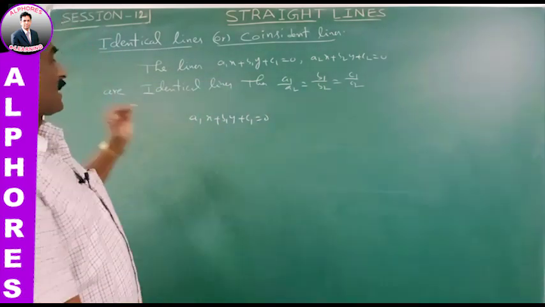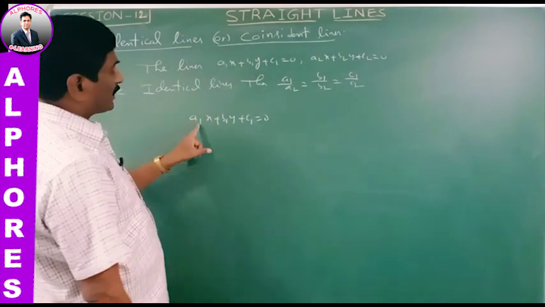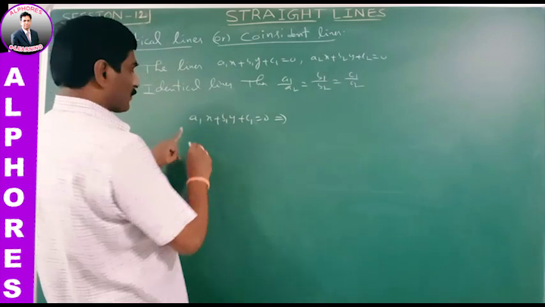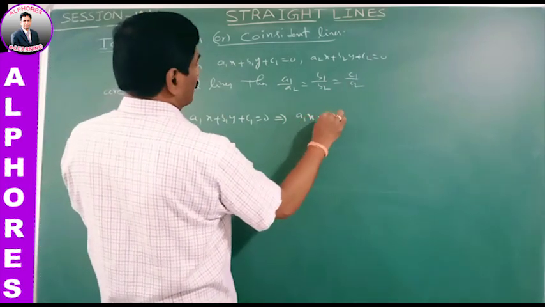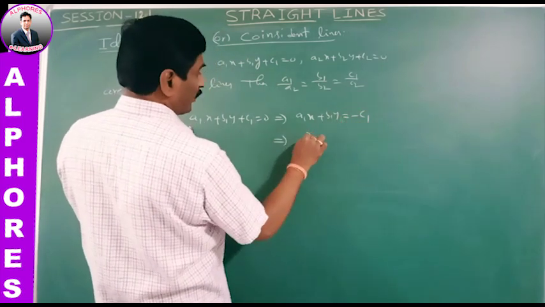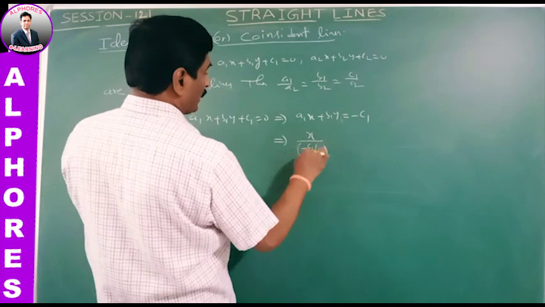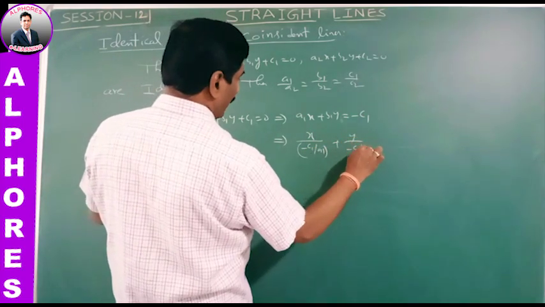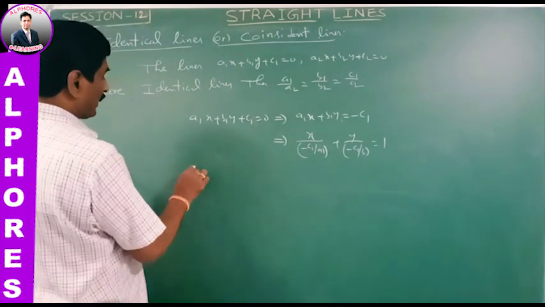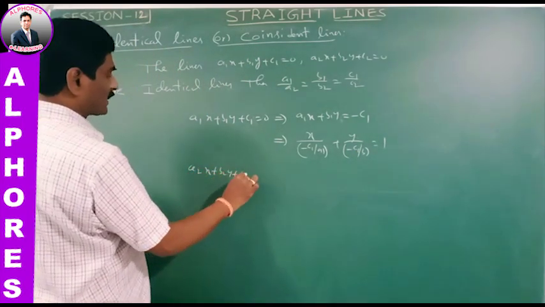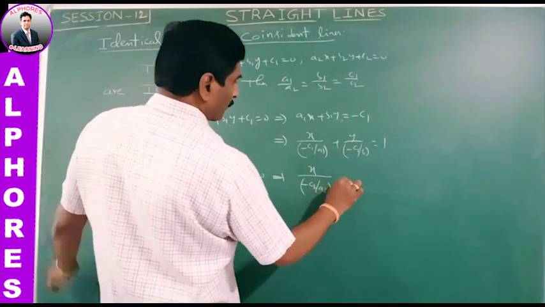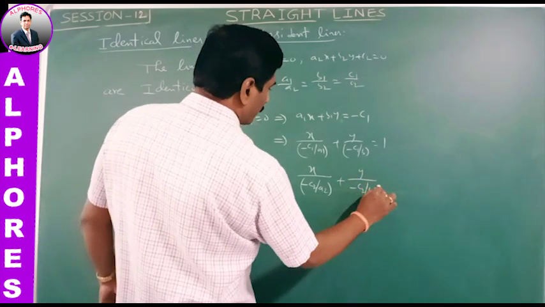Okay. Please observe this value. From the given first equation a1x plus b1y plus c1 is equal to 0, it can be reduced into intercept form. a1x plus b1y is equal to minus c1. By dividing with minus c1, we get x by minus c1 by a1 plus y by minus c1 by b1 is equal to 1. It is the equation of the line in intercept form. Similarly, the equation a2x plus b2y plus c2 is equal to 0 can be reduced into x by minus c2 by a2 plus y by minus c2 by b2 is equal to 1.